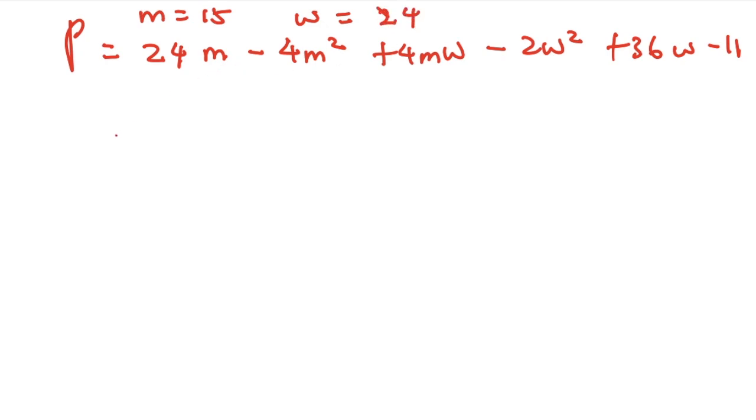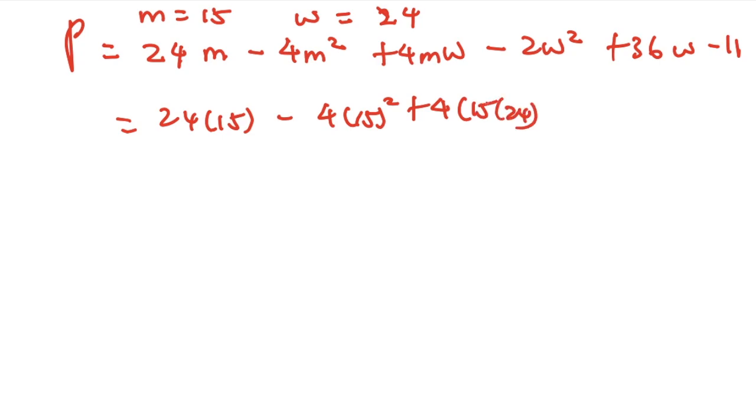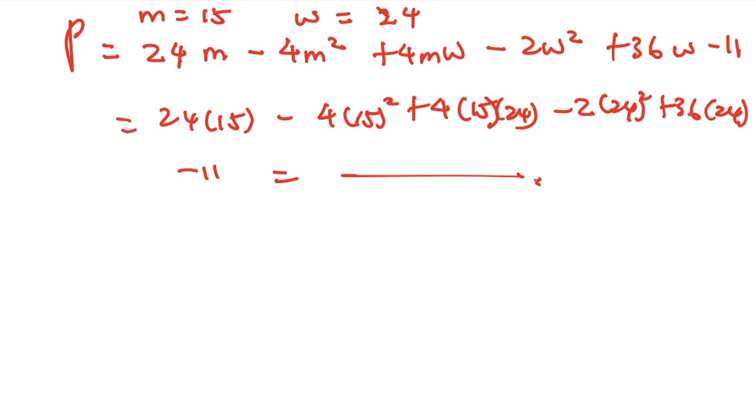24. You plug it back into this 24: 15 minus 4, 15 squared plus 4, 15 times 24 minus 2, 24 squared plus 36, 24, isn't it? Minus 11, then you get the answer. That's your profit. That gives your answer for B.